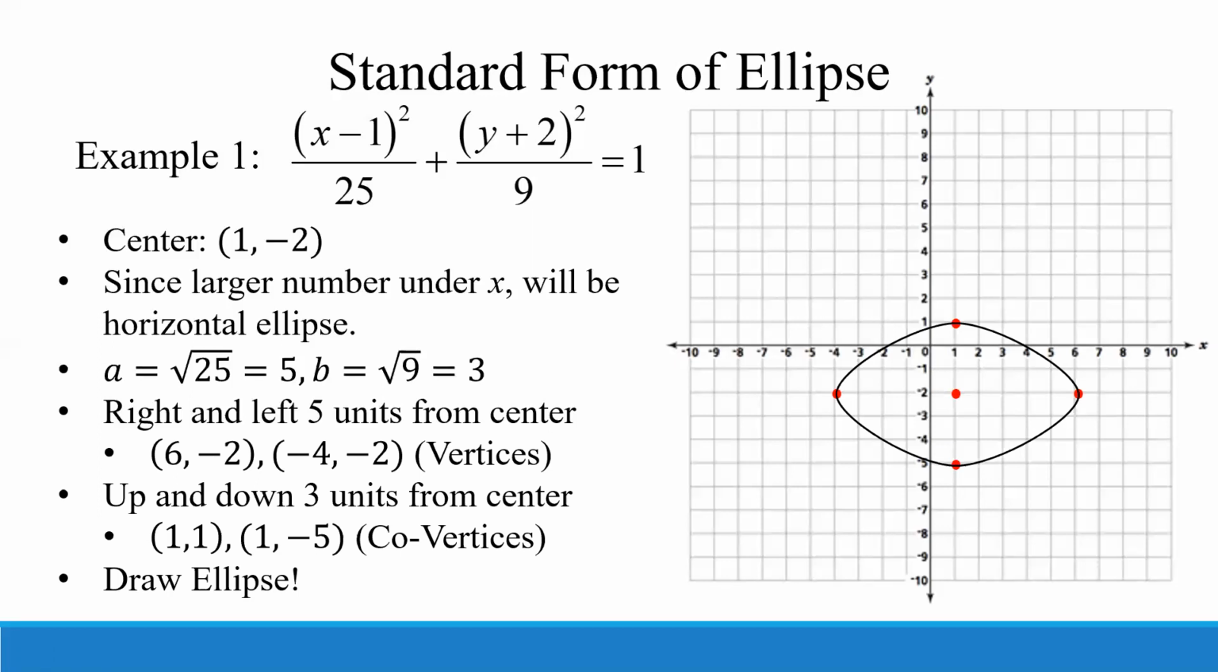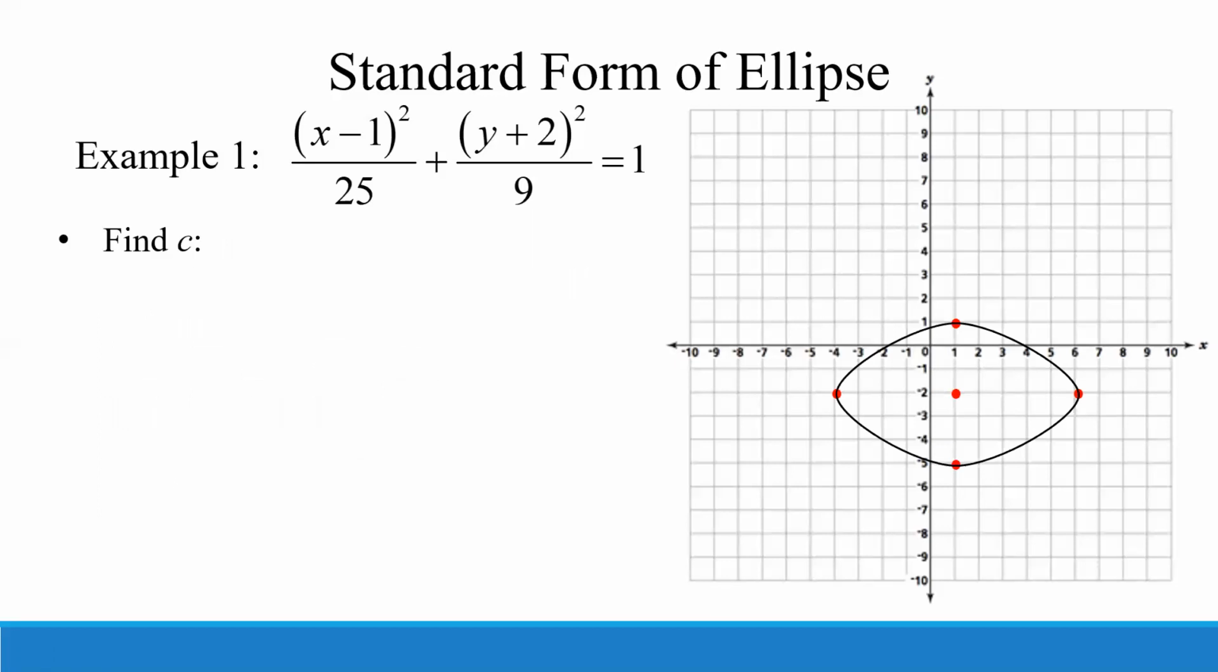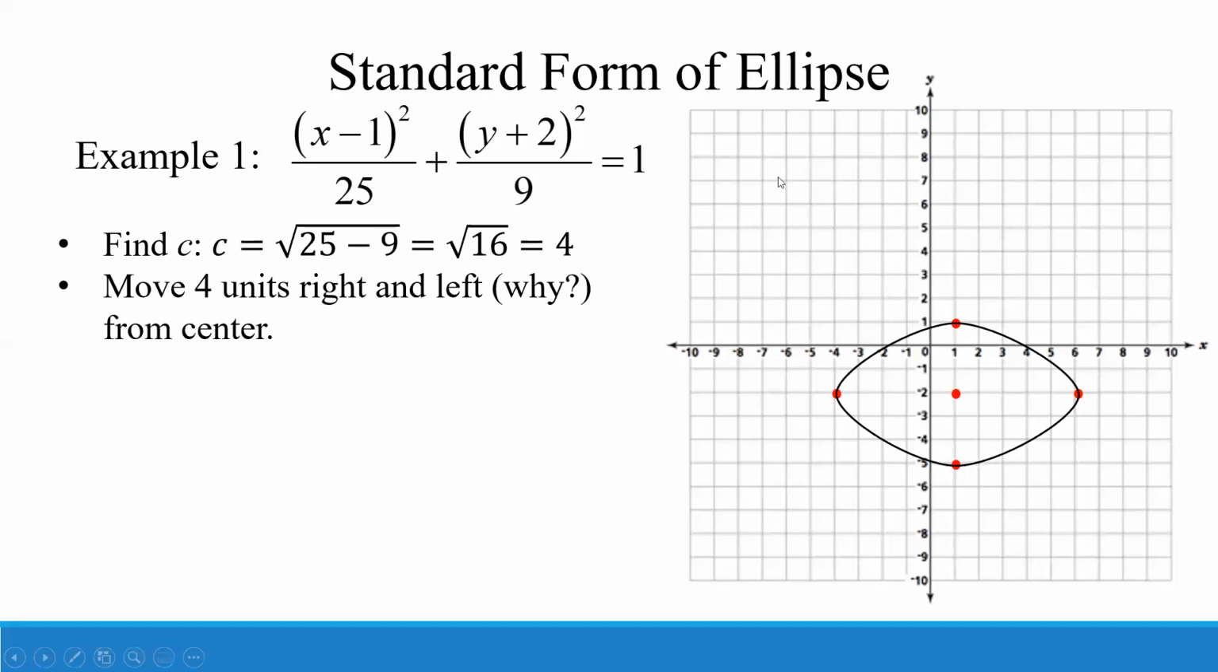Okay. So the way we do that, we go back to our original equation, and we find C. And remember, C is the square root of A squared minus B squared. And those are just whatever those denominators are. So 25 minus 9 is 16. So that comes out to be 4. Again, a lot of times that will not be a clean number, but I wanted to come out clean on this first one. And then whatever that value is, we're going to go 4 units, in this case, left and right.